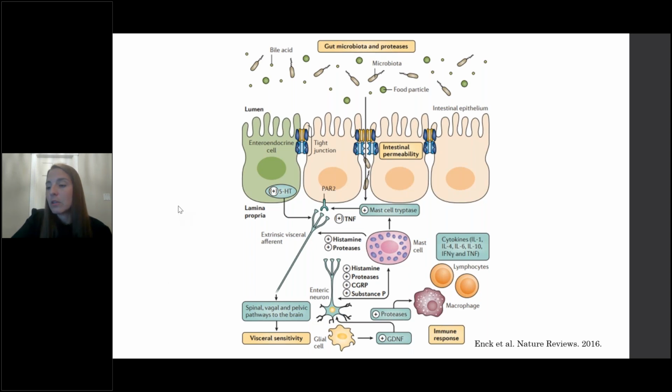I'll just take a second and orient you to this. Right here in the middle of your screen, you can see the intestinal epithelium. And there are these tight junctions, these channels in between each of the epithelial cells. And right above those finger-like projections, you can see the lumen of the gastrointestinal tract, where food particles are depicted, the microbiota, and some bile acids that were secreted through the common bile duct into the lumen.